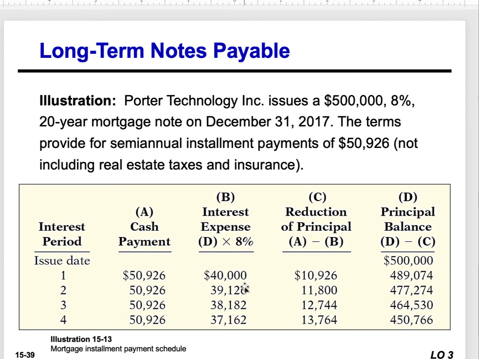Interestingly, look what happens as we keep making payments. The interest on the loan decreases. Each payment, we're paying less interest. And each payment, more of that payment is going to pay down the principal balance. So the reduction of principal increases as we make payments. As we make payments, the interest expense goes down.